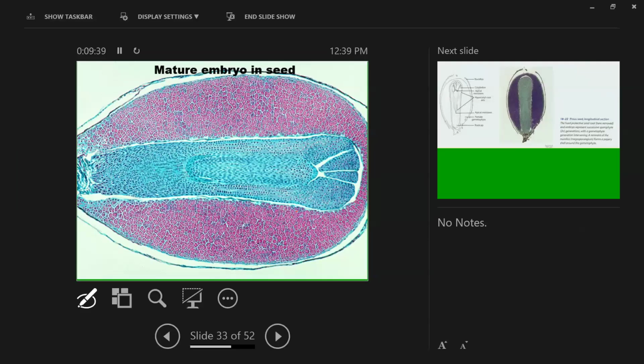And eventually you get fertilization, embryo development. So the embryo's in green in the middle there. That's the baby sporophyte. What's the pink tissue? We're looking at the seed. So what's the pink tissue?